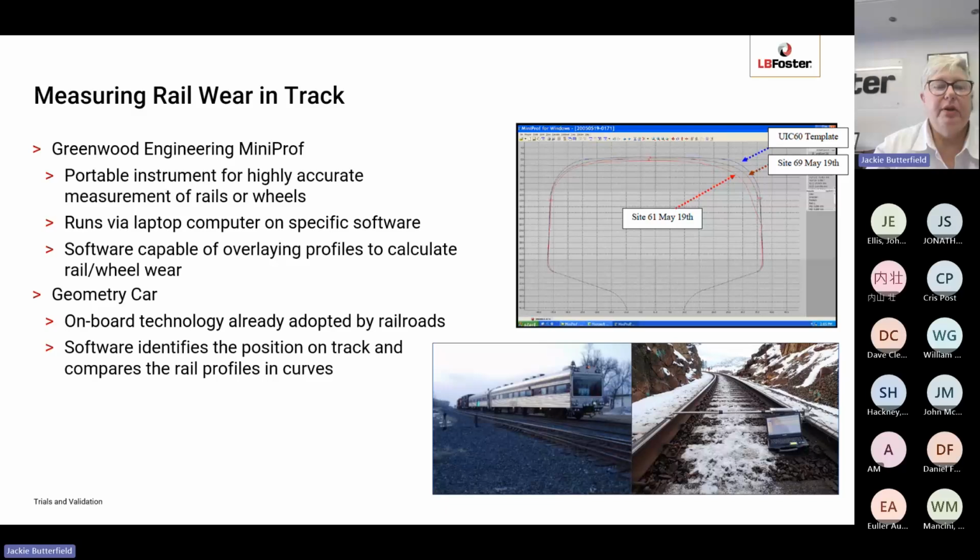A MiniProf can be used, or there are other optical devices such as a Calipri, which is an optical measurement device, which will do the same job effectively. Another option, if it's available, is to use a rail geometry car vehicle. In the US, there are a number of these vehicles used by different railroads, and these give an automatic measurement of the rail profile and also log the location and time. So you can use the data from these geometry cars to give you your rail wear over time so that you can monitor it.